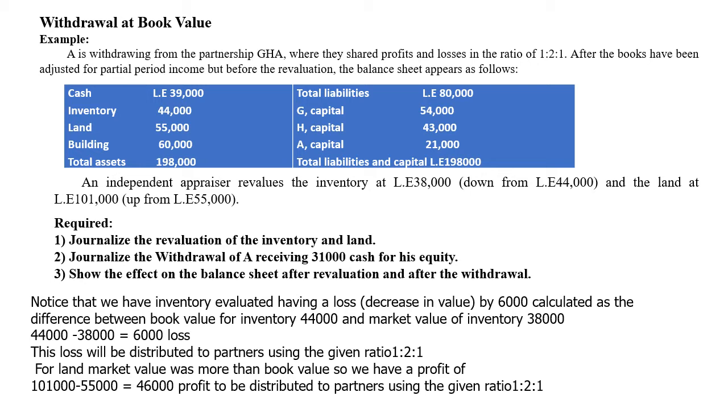Before we go to the solution, just remember that we are having a loss from the inventory because the book value of the inventory was recorded to be 44,000, and it says that an independent appraiser revalues the inventory at 38,000.